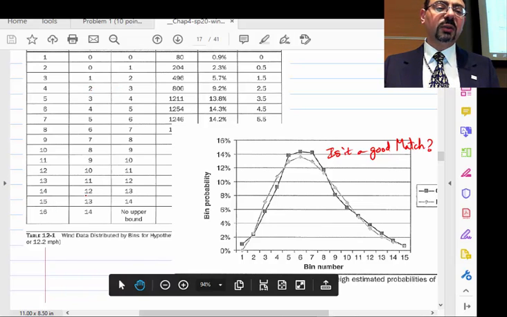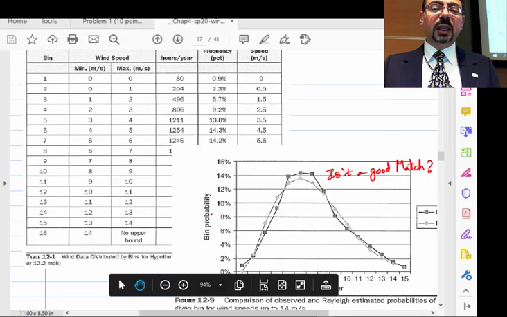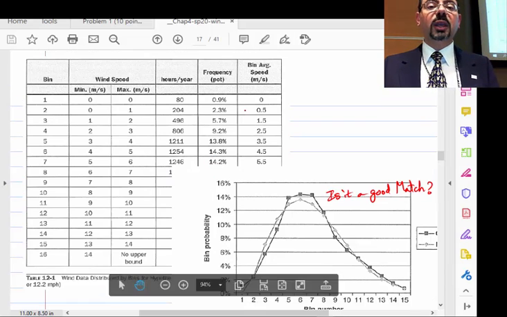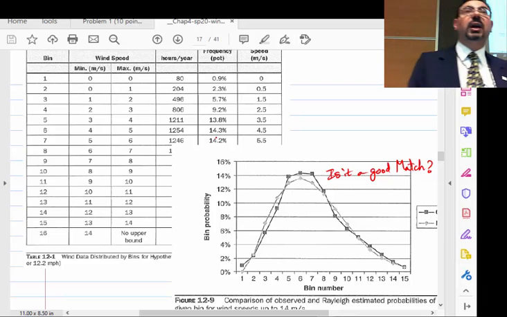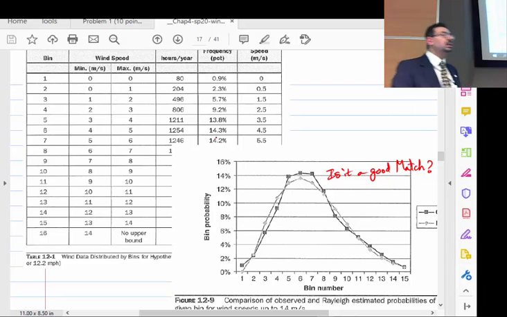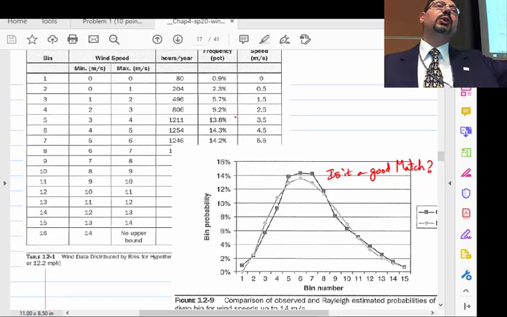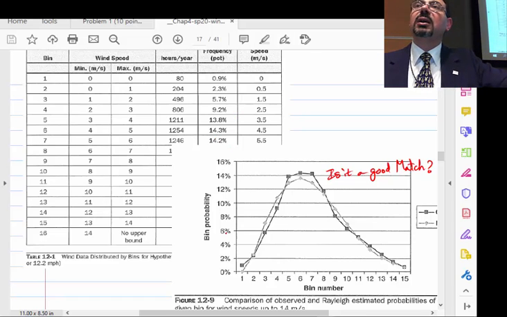So bin 14 is like when the velocity is 12 to 13, and they can write either the hours per year, or if you divide the hours per bin divided by the total hour per year, you get what percentage. So if I divide 800 hour over 8,760, I will get, it's 9% of the year you stay here, and so you get a probability distribution function.